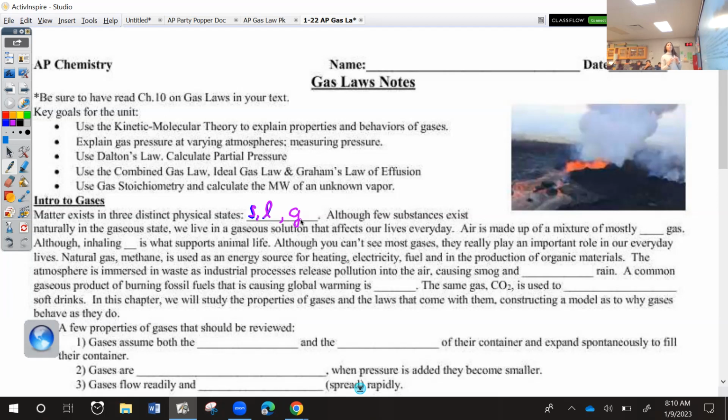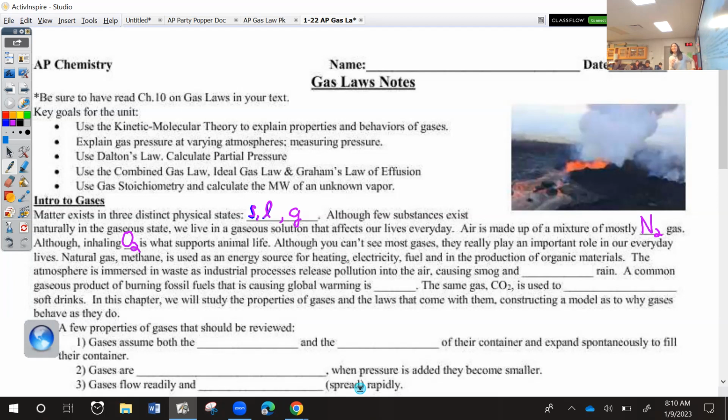Air is made up of a mixture of mostly what gas? Anybody remember this? Yes, nitrogen gas. You need to make sure that you know this. That's really important, that it's not oxygen gas, it's nitrogen. Although what supports animal life is inhaling oxygen. We'll talk about the percentages in a little bit too.